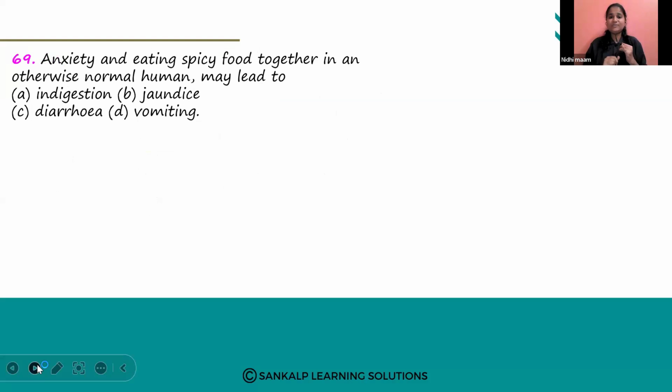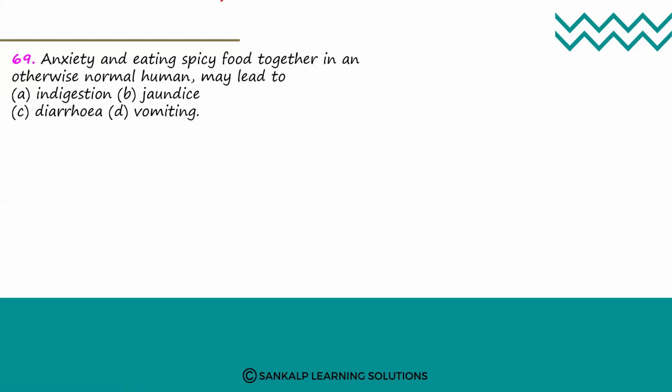Anxiety and eating spicy food together in an otherwise normal human may lead to what? Eating in a great hurry and anxiously, or eating spicy food, what happens in humans? Option A indigestion, option B jaundice, option C diarrhea, option D vomiting. Yes, my dear students, very easy question. I'm expecting answers from everyone. Yes, okay, fine.